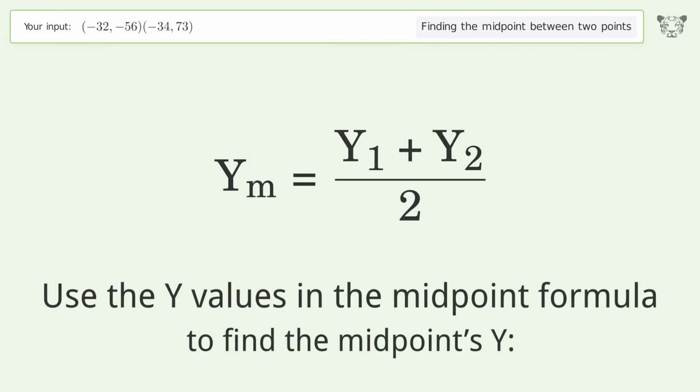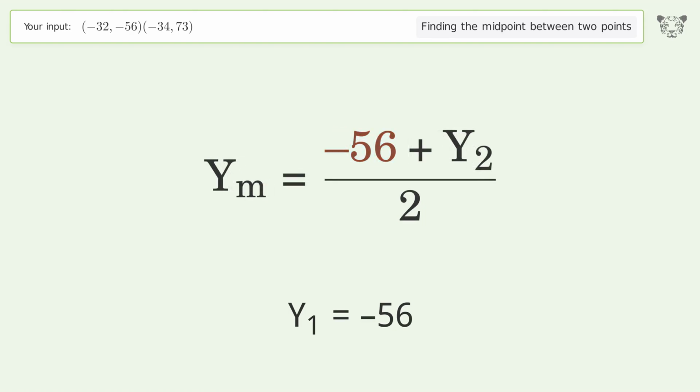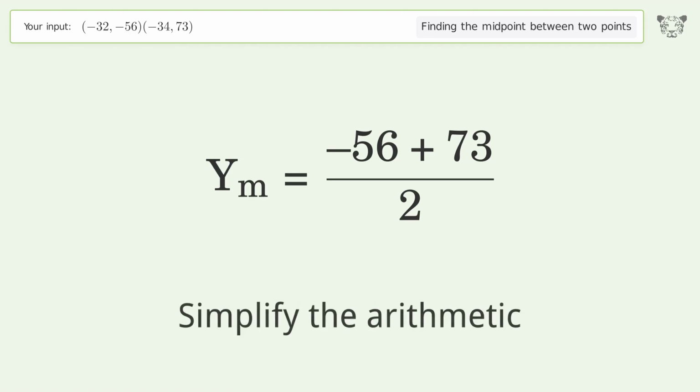Use the y values in the midpoint formula to find the midpoint's y. y1 equals -56. y2 equals 73. Simplify the arithmetic.